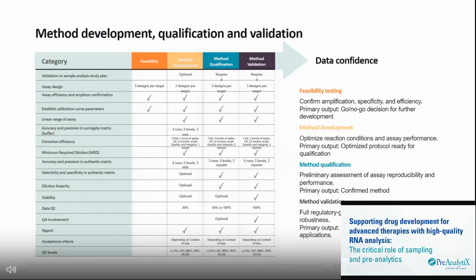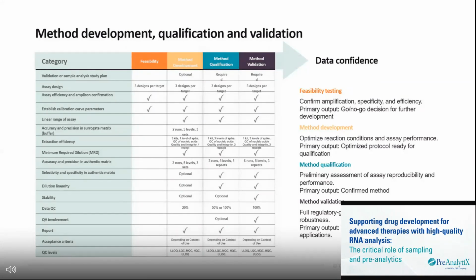So a few examples of what we analyze in this process. We look at the extraction efficiency, and this ensures that the method consistently recovers a sufficient amount of the target from the sample extraction. We also look at assay efficiency and amplicon confirmation, and this is to verify that the assay amplifies the target with high efficiency and specificity, confirming that the right product is being detected. We also assess linearity, precision, and accuracy, and this is to demonstrate that they deliver reliable, reproducible, and quantitative results across a range of concentrations.